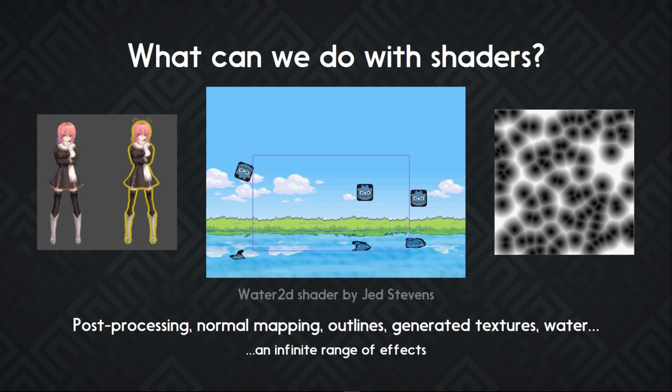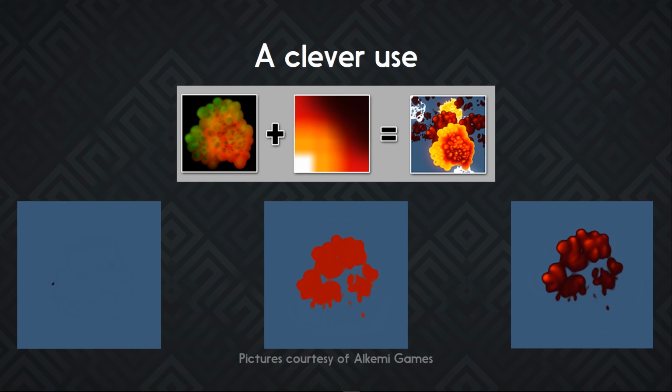So with shaders, we can do an infinite amount of effects, really. You use them to do post-processing, to do normal mapping, so lighting, to add bumpiness to objects, to draw a character's outlines, you can see that on the left. You can generate textures, you can see that on the right with one of those Voronoi shaders. You have the water 2D example in the center by Godot Joe, Jet Stevens. There's no real limit to what shaders allow you to achieve, and I have a clever example from Alchemy Studio.